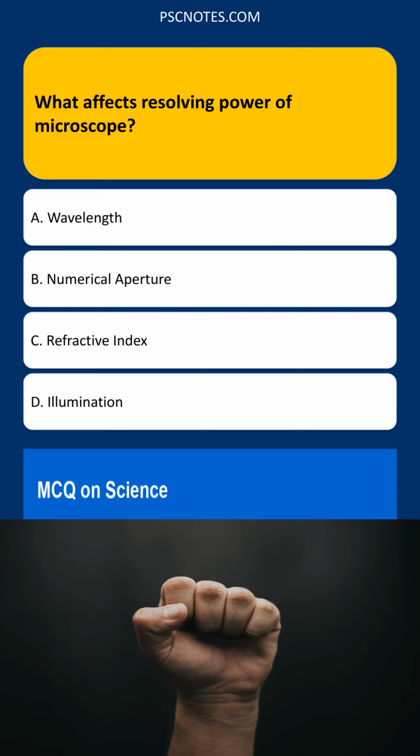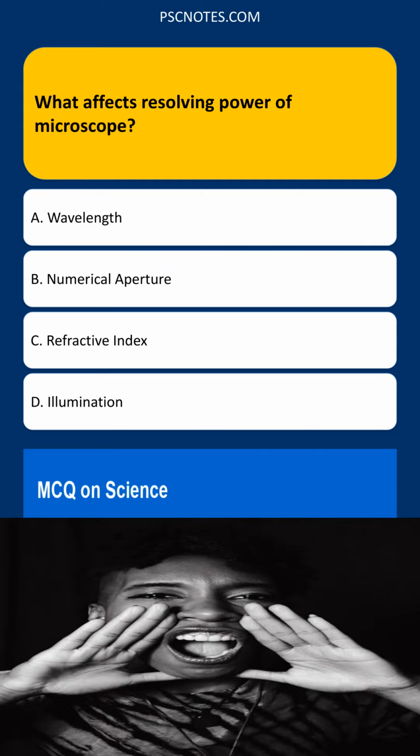Therefore, both wavelength and numerical aperture directly affect the resolving power. A shorter wavelength and a higher numerical aperture result in a smaller d value, meaning a better resolving power, the ability to resolve finer details.